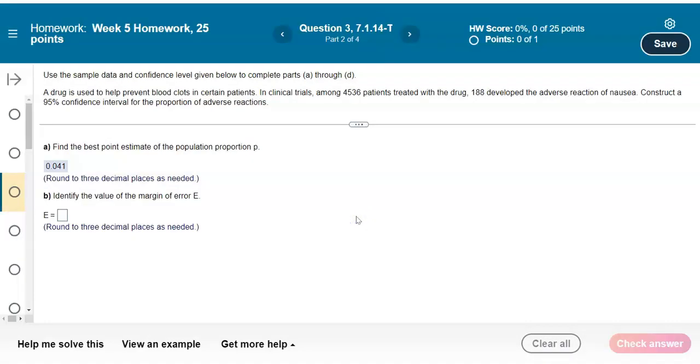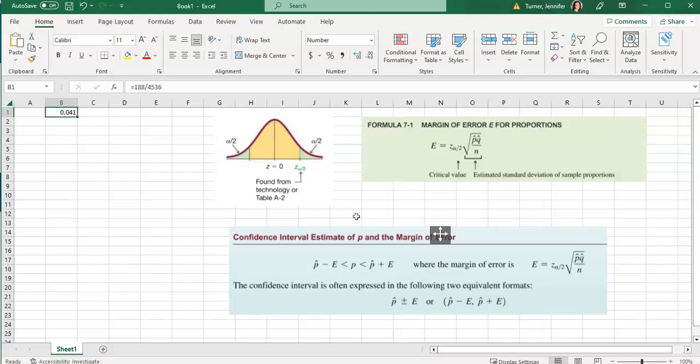Next, we need to find the margin of error. In Excel, there is no direct way to find the margin of error with a formula, so we're going to have to build this formula ourselves. There are other programs such as StatCrunch, StatDisk, and a lot of others that will find the margin of error without quite as much work. But if you're using Excel, you need to do the formula for this one yourself.